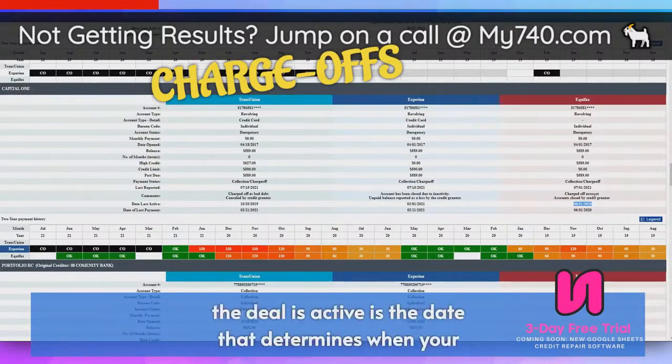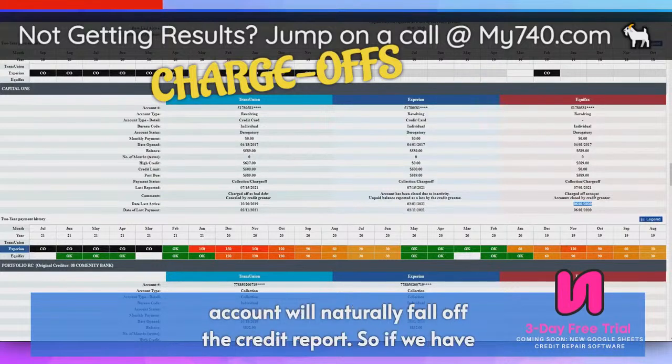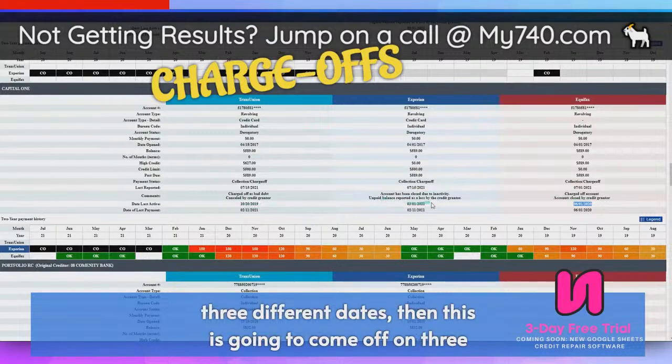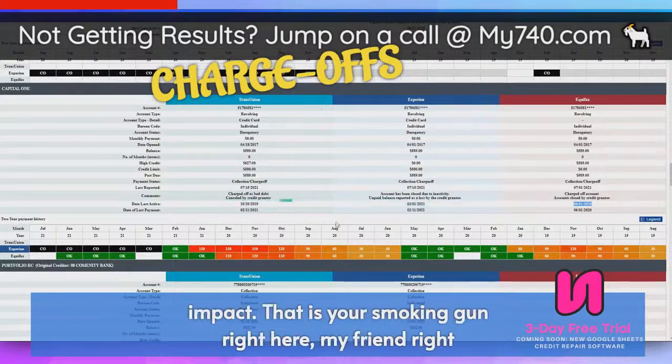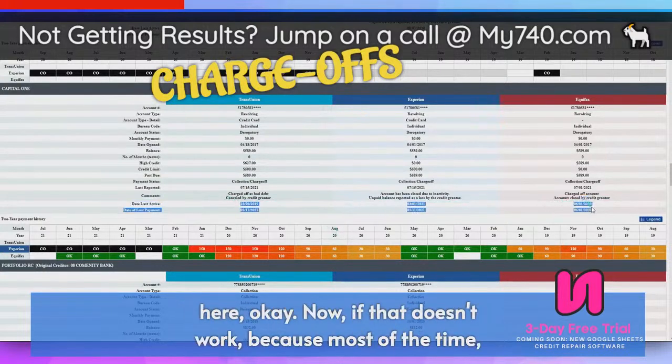Because the date last active is the date that determines when your account will naturally fall off the credit report. So if we have 3 different dates, then this is going to come off on 3 different years. Okay, so that is going to be your biggest impact. That is your smoking gun right here, my friend, okay?